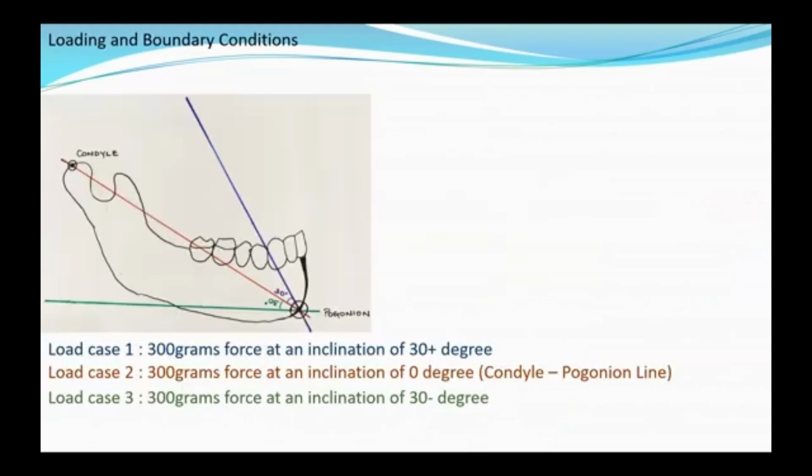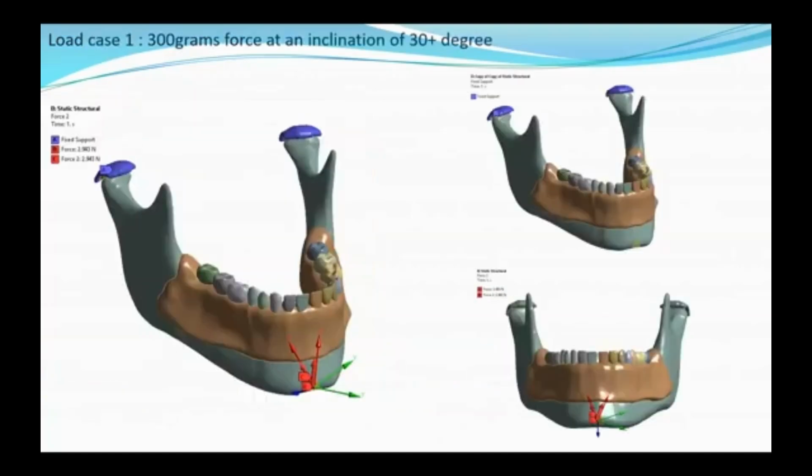When it comes to the loading and boundary conditions, the objective of the study is to apply a 300 grams force at an inclination of plus 30 degrees, minus 30 degrees, or 0 degrees with respect to the line connecting the condyle and Pagonian point. Just for demonstration purposes, I will be executing only one load case due to the limitation of time: 300 grams of force applied at an inclination of plus 30 degrees.